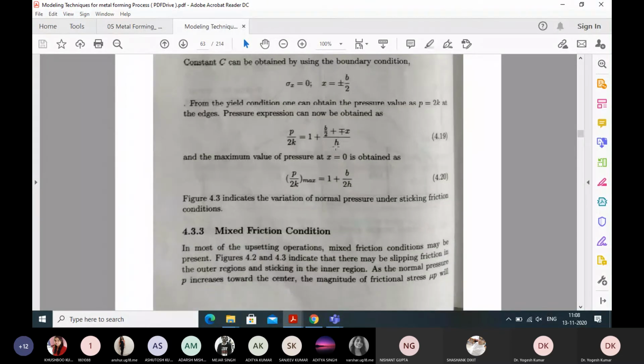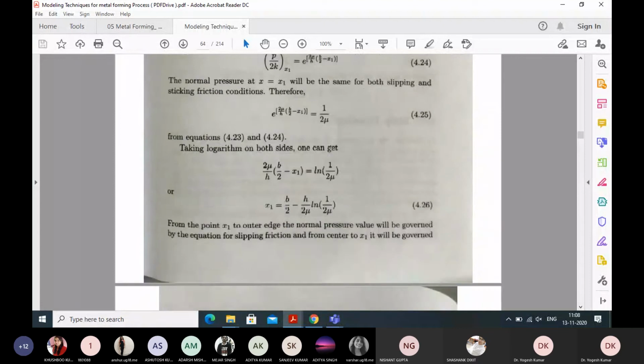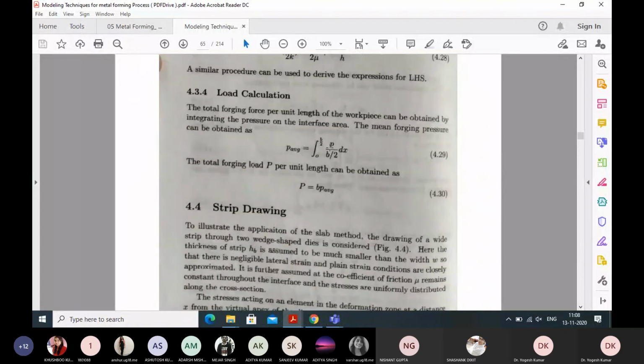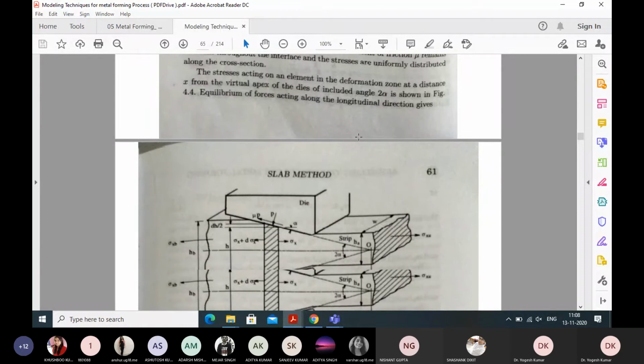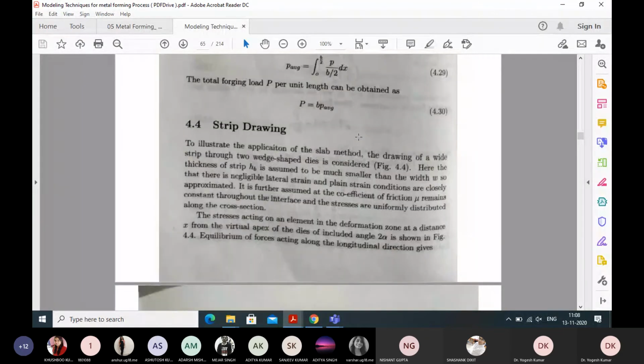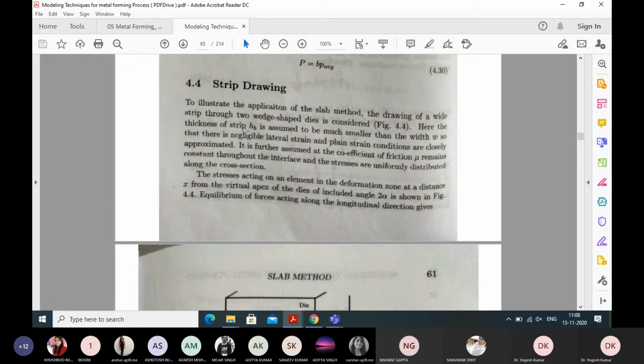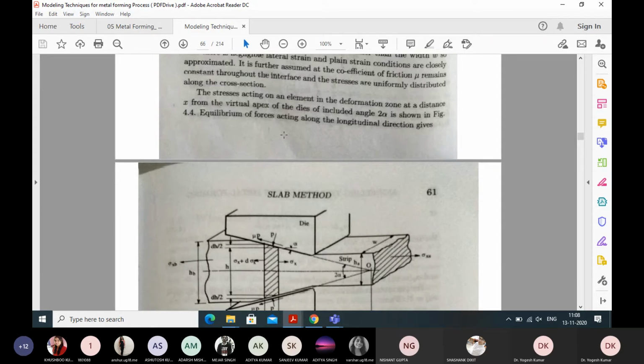Okay, so these are simple mathematical terms. If there is any doubt, you can ask me. Okay, I will share this whole book chapter. Okay, so we are having around 15 minutes more. So what I will do, I will quickly show some other implementation of this slab method in some other processes.